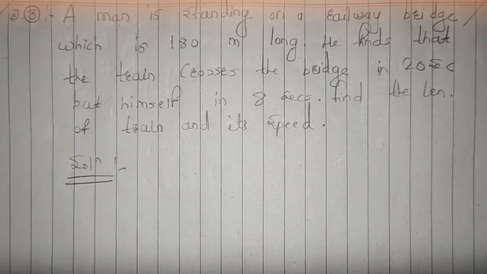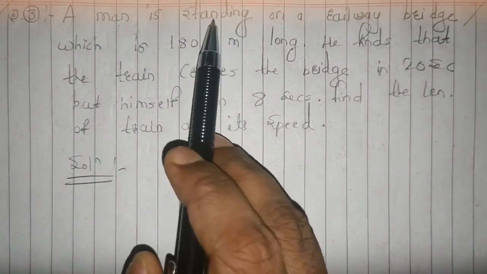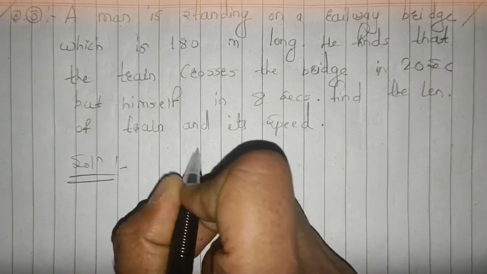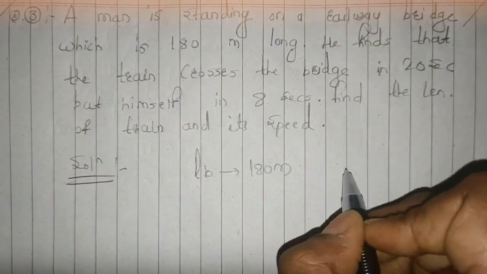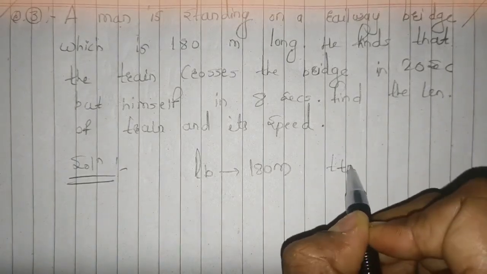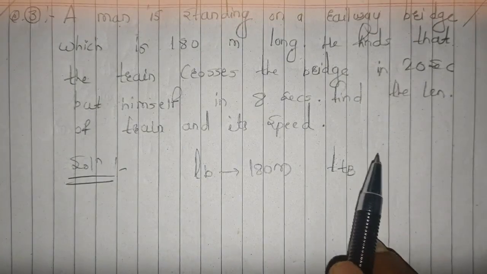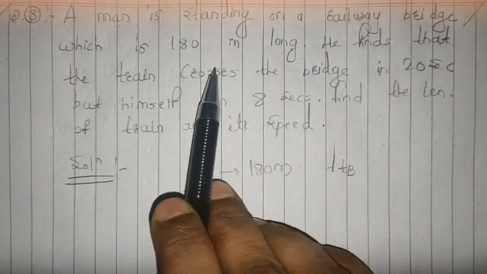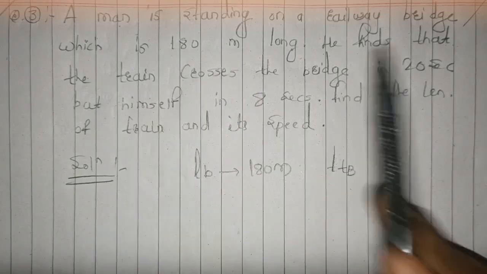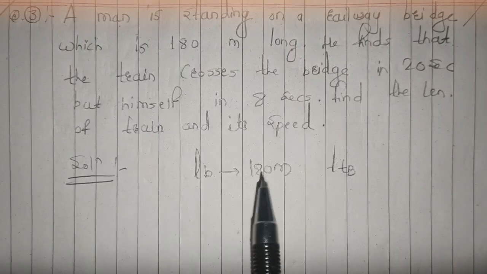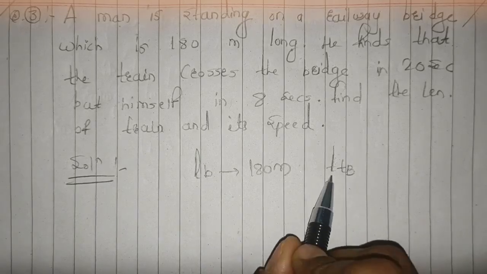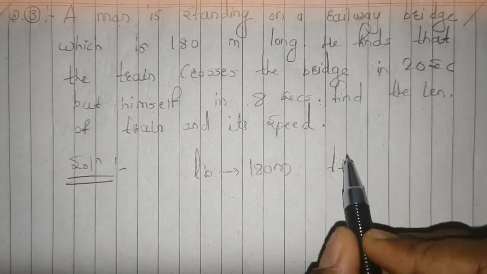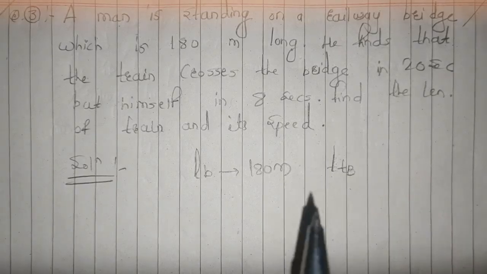First of all, a man is standing on the railway bridge, the length of the bridge is 180 meters, and he finds that the train crosses the bridge in 20 seconds. Let me make sure you know that these are different scenarios altogether. When the train is crossing the bridge, and when the train is crossing him, meaning that particular person, we do not need to consider any other length, but in the bridge case we need to add the length of the bridge. So the time taken by the train to cross the bridge is 20 seconds.